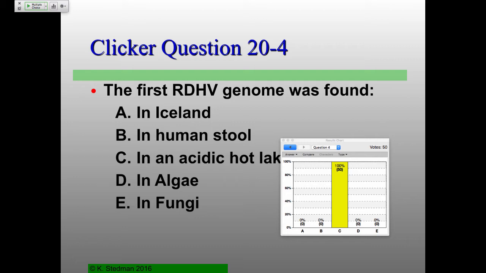Now, that being said, we think there are going to be chimeric viruses probably in all of these places. It's just that the first one was found in this acidic hot lake. And in fact, we should probably stop calling them RNA-DNA hybrid viruses because it confuses people a little bit, because that's clearly where they came from originally. But now they're clearly DNA viruses, single-stranded DNA viruses, which is why he talked about them in the single-stranded DNA virus lecture.